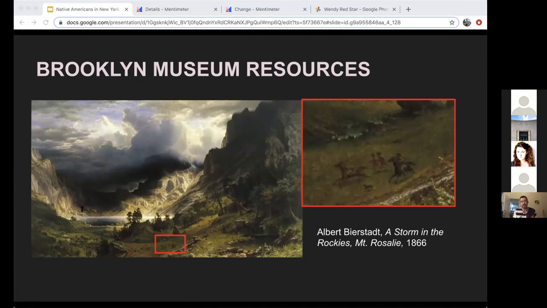So again, if you're using works like these, it's really important to present them alongside accurate historical info and to make sure that students understand the full context. It can be a great opportunity to unpack with students the idea that images are not neutral. They can convey particular points of view, and sometimes those points of view are harmful.